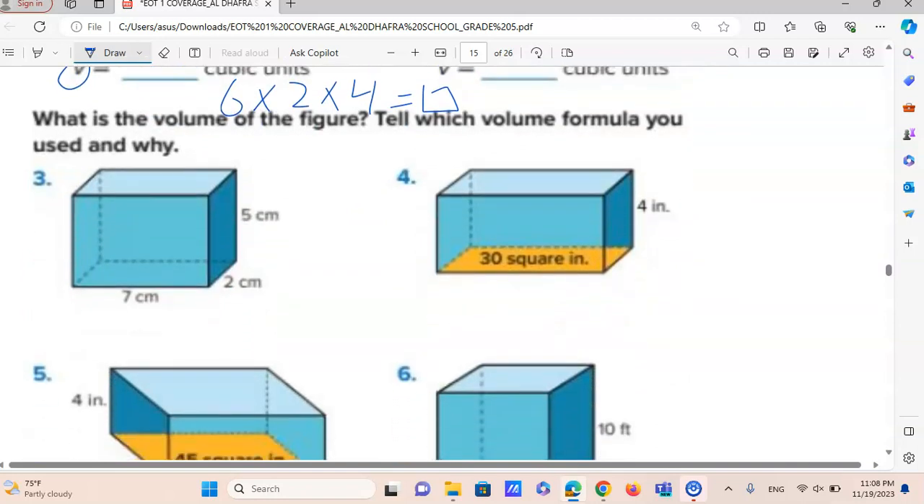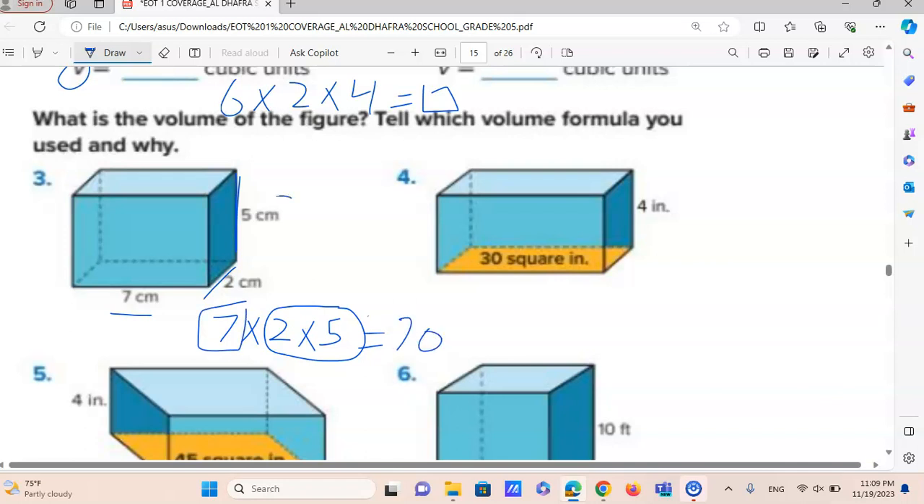Here we have numbers instead of cubic units or unit cubes. This is the length 7 multiplied by, this is the width 2, and the last dimension is the height, so multiply them. 7 times 2 times 5 equals, you can start with an easier number. 2 times 5 is 10, times 7 equals 70.